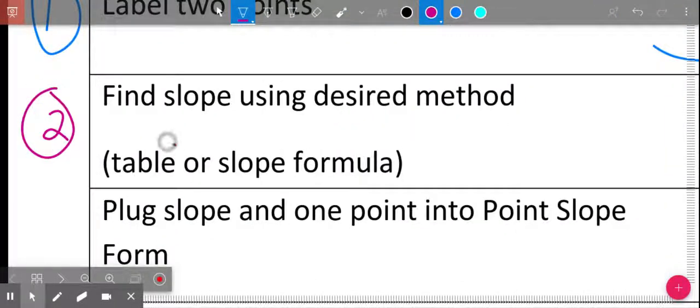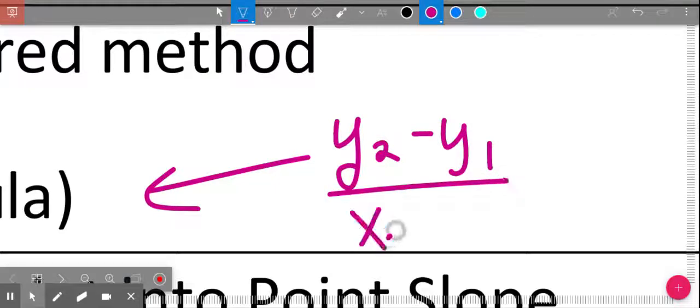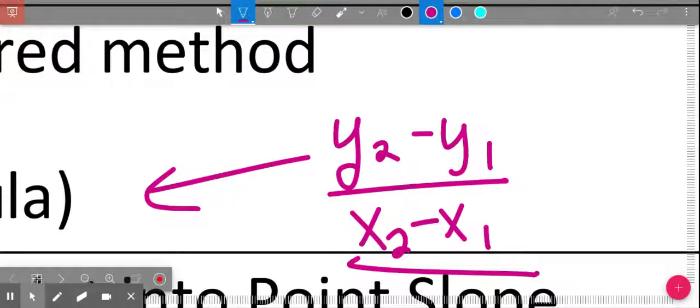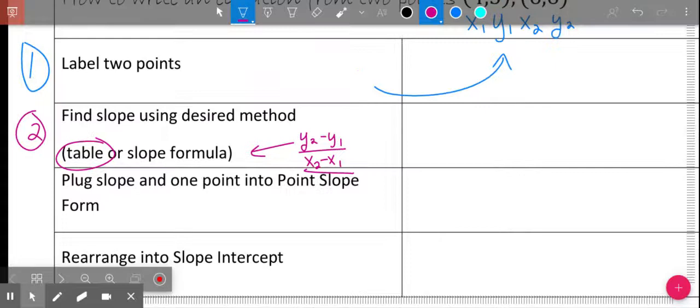We're going to be using a table. If you use the slope formula though, remember your slope formula is y2 minus y1 over x2 minus x1. I do not care which one you use, okay? I used to always use the slope formula, but now I'm like, why would I do that when the table I feel is a lot quicker? You might really like the formula and that is okay. Okay, so we're going to be using a table.